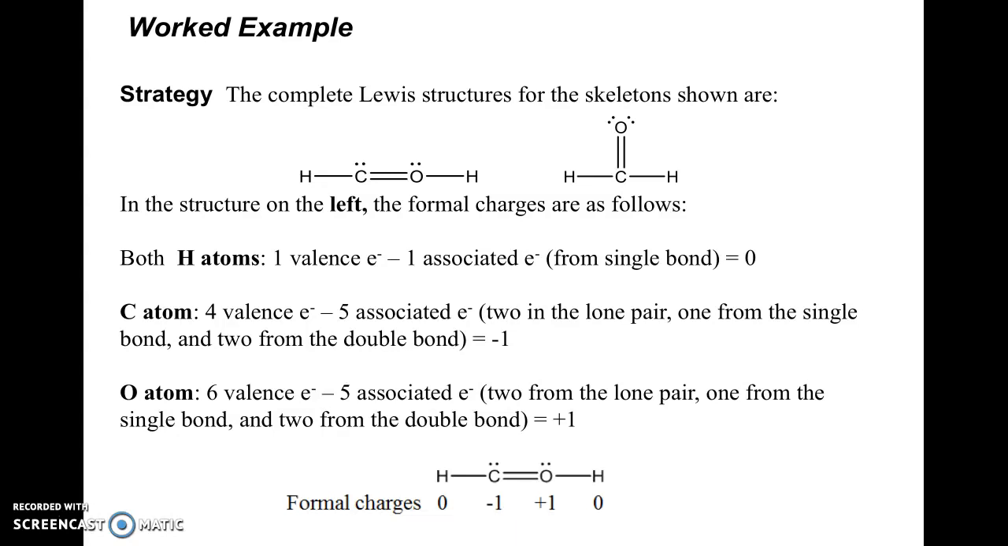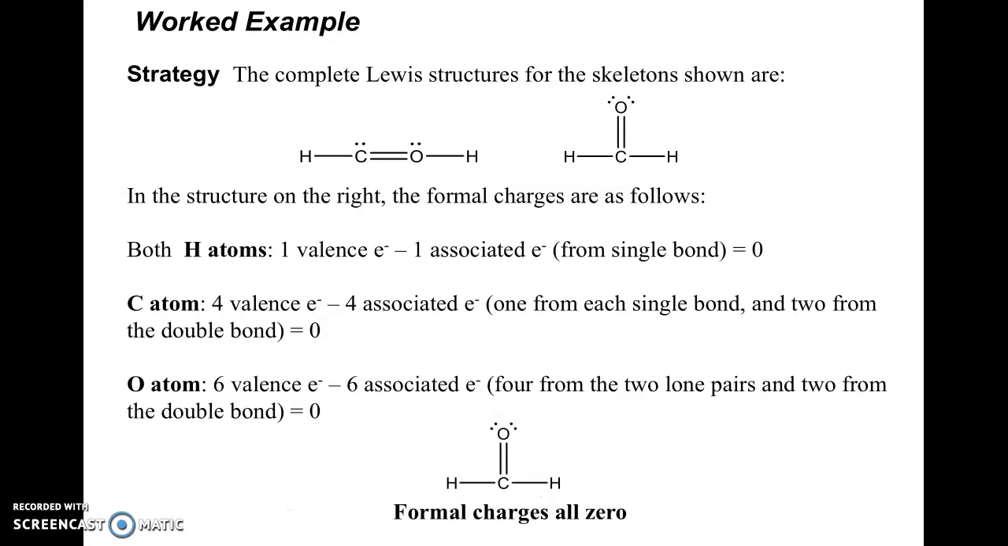So in the structure on the left, the hydrogens have a formal charge of 0. The carbon atom is -1, and the oxygen is a +1. So we see formal charges there at the bottom of 0, -1, +1. If we look at the structure on the right, the hydrogen has a formal charge of 0, the carbon has a formal charge of 0, and the oxygen has a formal charge of 0. And so therefore that is the preferred structure for formaldehyde.